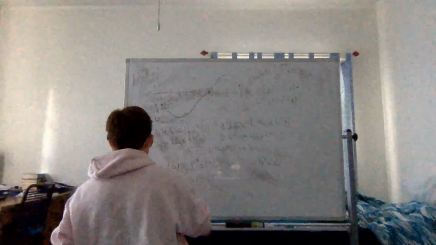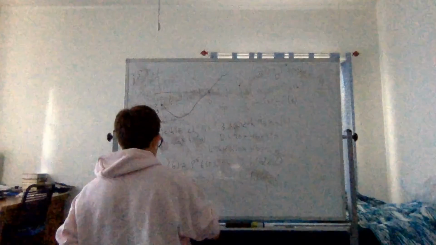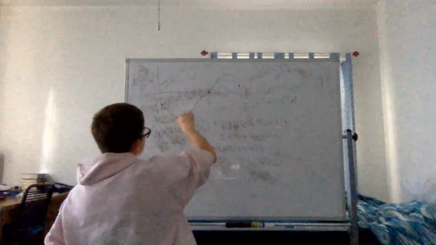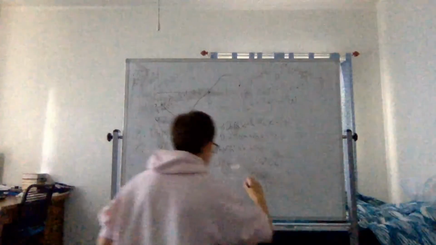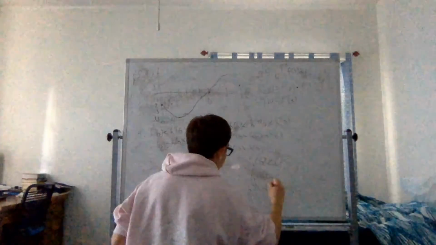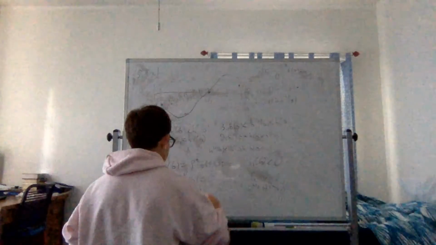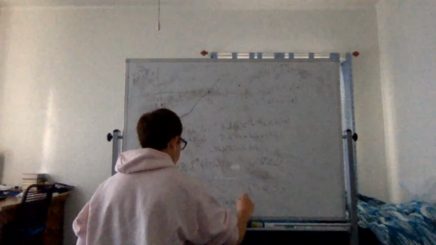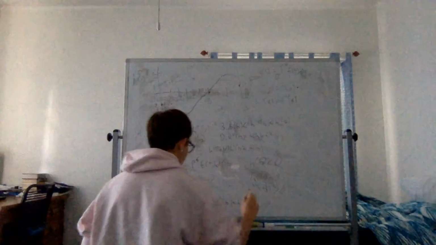And h double prime of 6 is equal to f prime of 6, right? Which is the slope. We see here that the slope is going up, right? So that means h double prime of 6 is positive, right? So if we're going from least to greatest, then it's h of 6 is less than h prime of 6, which is less than h double prime of 6, right? So that's A, right?